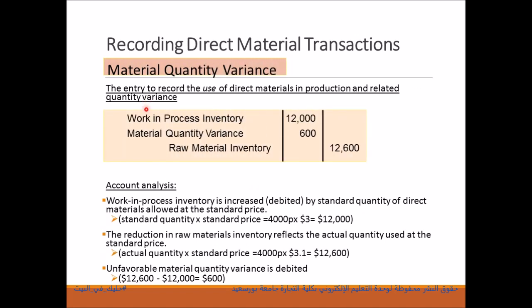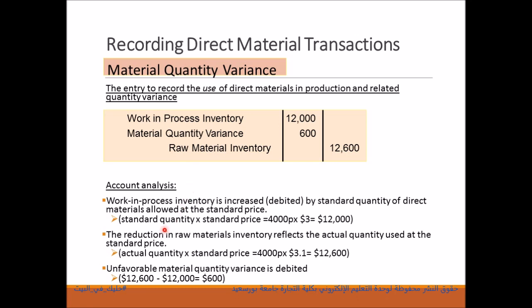The second entry is to record the use of raw material in production and the related material quantity variance. And this transaction is recorded when raw material is issued for production and sent to the manufacturing floor. To record the use of raw material, we debit increase work in process inventory and credit decrease raw material inventory, because raw material is transformed into work in process inventory. That's why raw material should be reduced and work in process inventory should be increased.